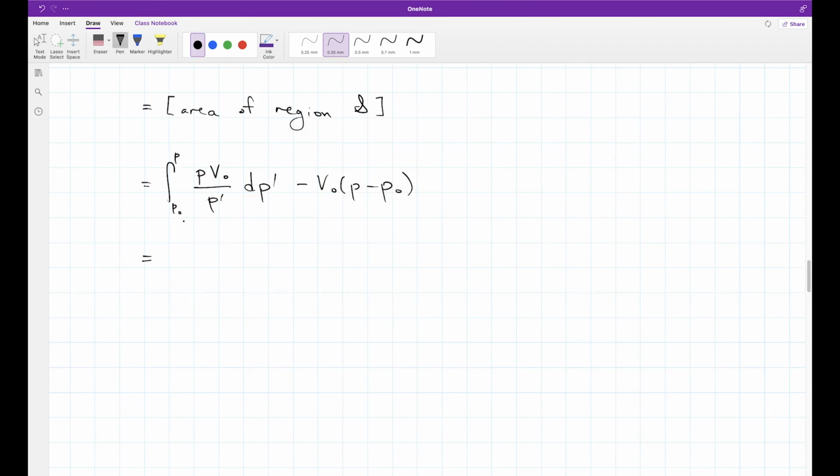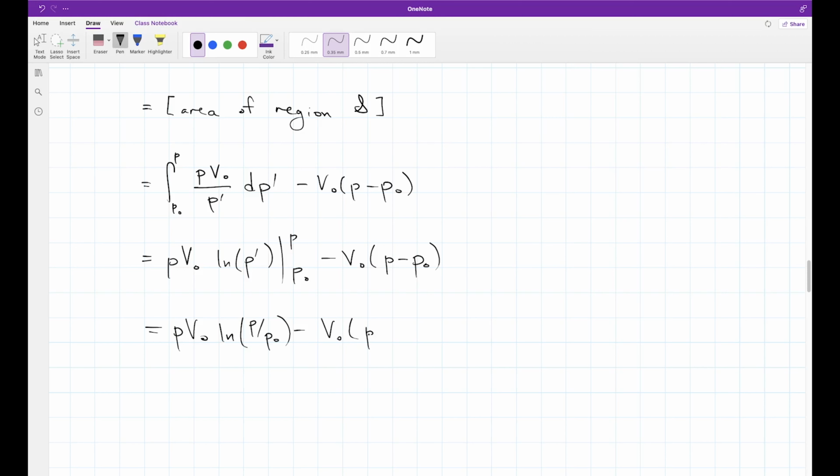Now let's take this first integral. Notice that P and V naught are constants, so they come out. And then the integral is just log of P prime, evaluated on the two sides at P and P naught. And then we can use log rules to finish this off. So we get P V naught times the log of P over P naught minus V naught times P minus P naught. And you can check from results that we've already shown that this is correct.